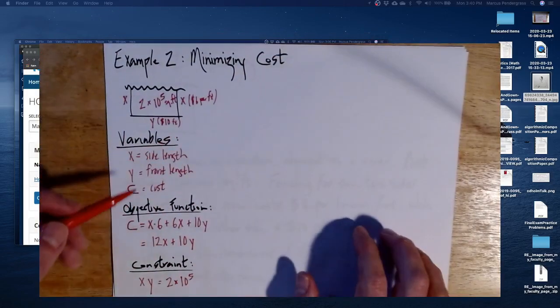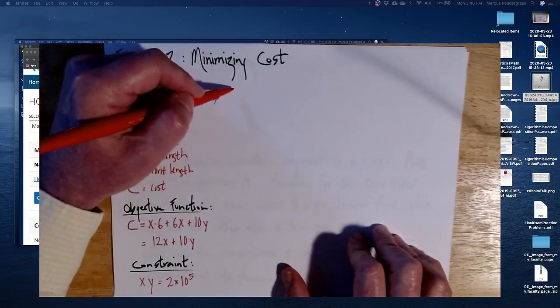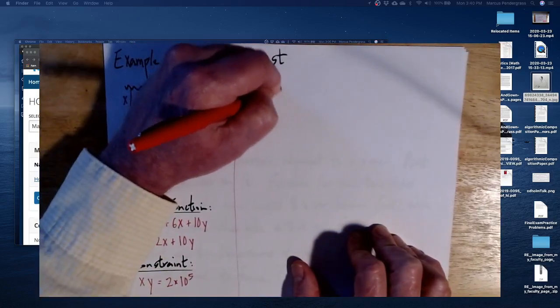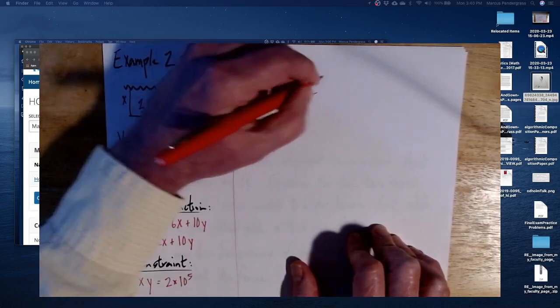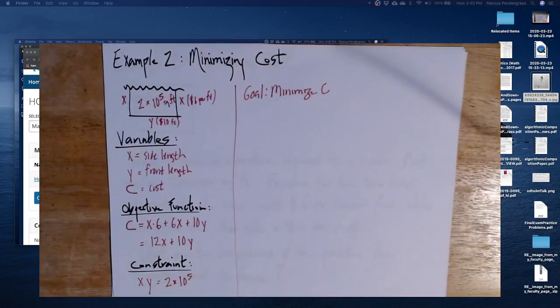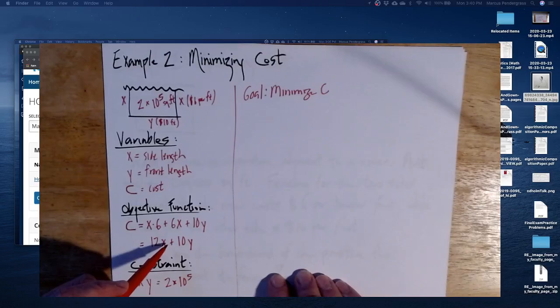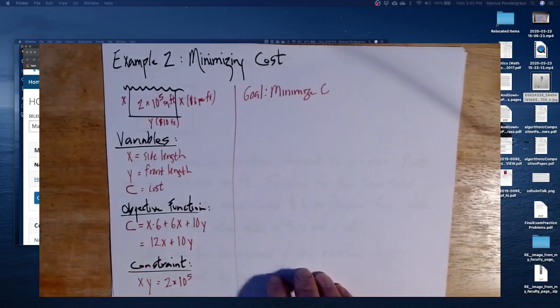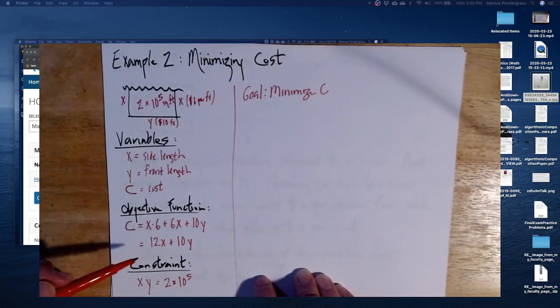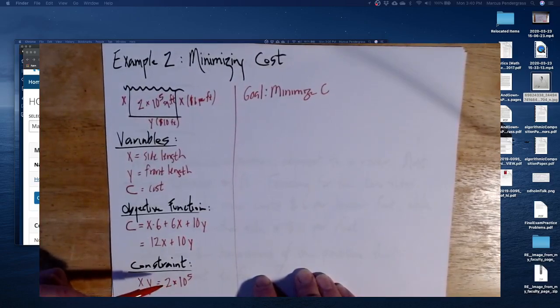So what do we want to do? We want to minimize C. So that's our goal. Well, you see in this cost function now the same kind of issue we saw in our previous example about making a rectangular garden. That is, this is a function of 2 variables, and I know how to do calculus with 1 variable. So the technique here is to use the constraint to solve for 1 variable in terms of the other.